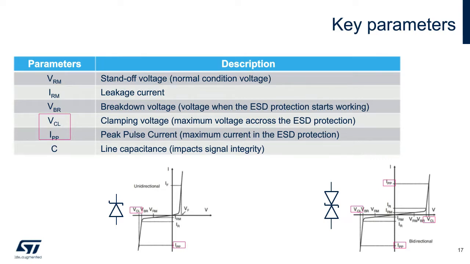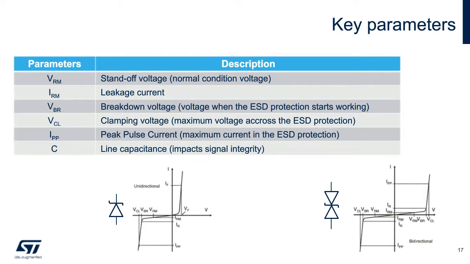The last key parameter is line capacitance. In the frequency domain, an ESD protection can be modelized with a diode with a junction capacitance. This capacitance can impact the signal line integrity as any extra capacitor placed on a signal line. An ESD protection can be unidirectional, like IV curve on the left, or bidirectional, like IV curve on the right.